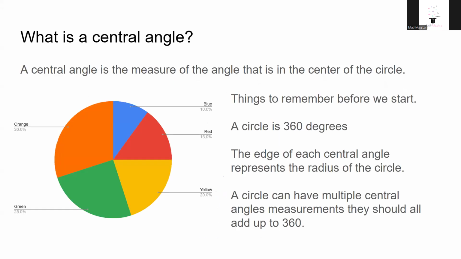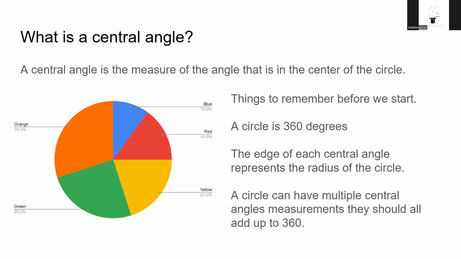So what is a central angle? A central angle is the measure of the angle that is in the center of a circle. Things to remember before we start: a circle is always 360 degrees. The edge of each central angle represents the radius of the circle. The radius is the distance from the center of the circle out to the edge. And a circle can have multiple central angle measurements, but they should all add up to 360 degrees.